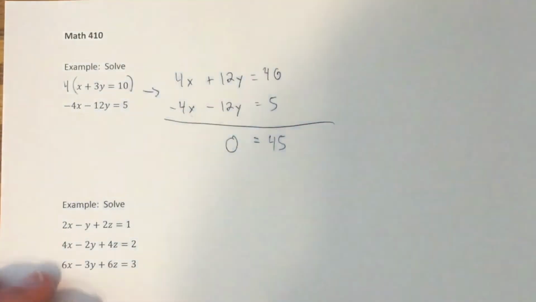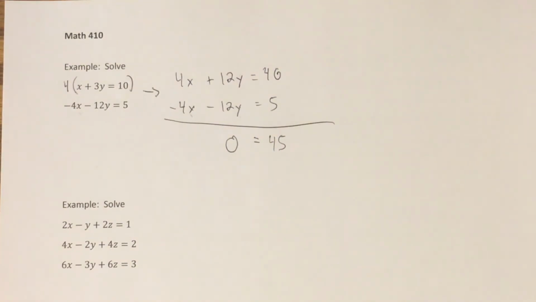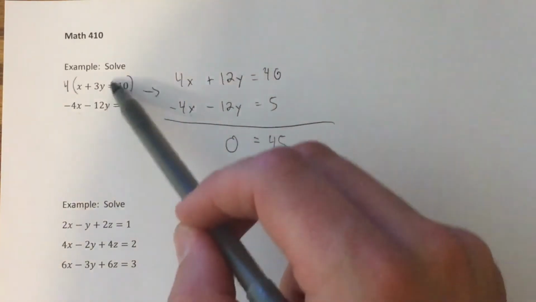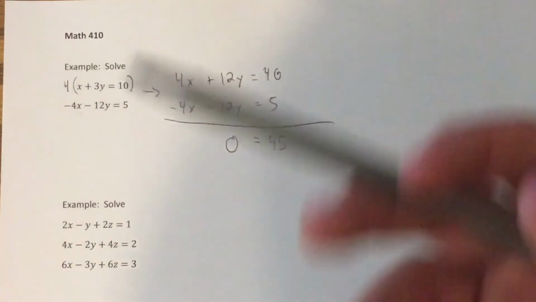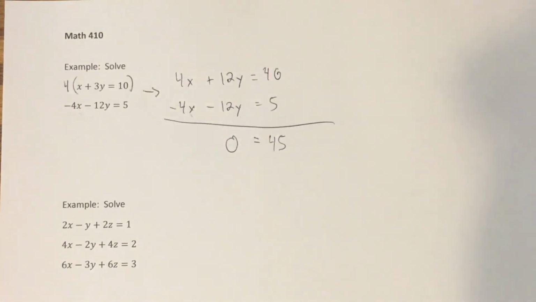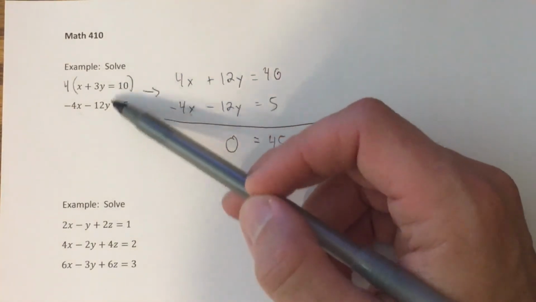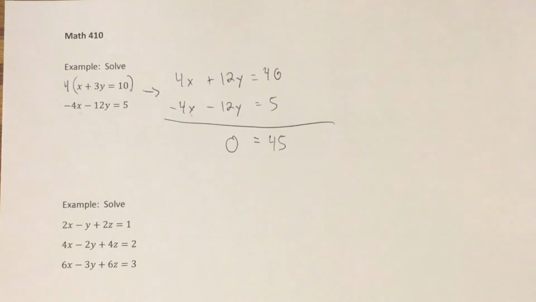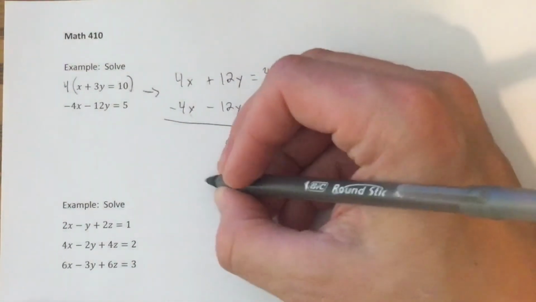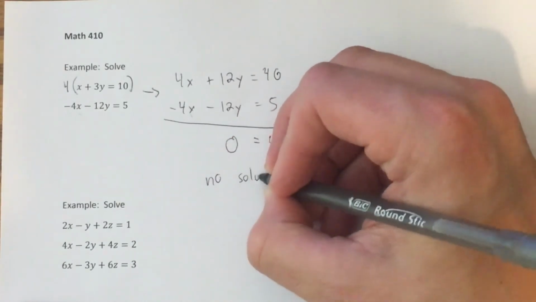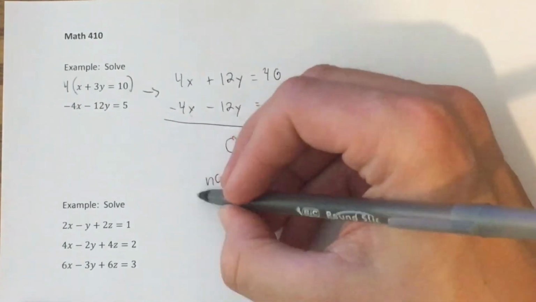And what we have here is called a contradiction. Contradiction because 0 is clearly not equal to 45. I don't have any variables left, so there aren't any values of x and y that could have been plugged into either of these equations to satisfy both of them simultaneously. That means that if I were to graph these two equations, you're going to see a pair of parallel lines indicating no solution at all. So in this case, we say no solution. Okay?